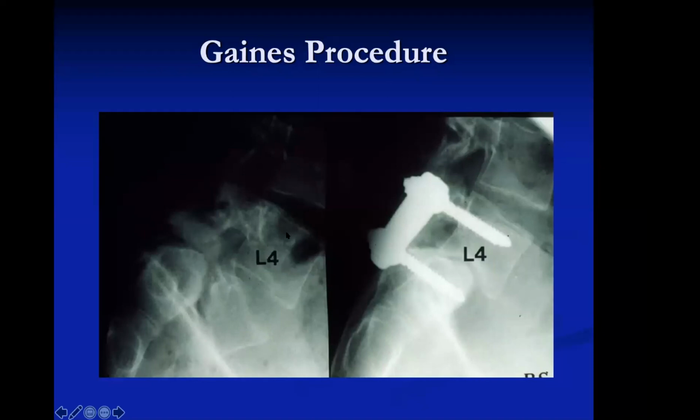Then you go posteriorly, you put screws in L4, you put screws in S1 and pull L4 on top of S1. What will happen is there will be two nerve roots in this foramen. One will be the nerve root of L4, the other will be the nerve root of L5 in this particular foramen. This is called the Gaines procedure. It involves vertebrectomy of the slipped vertebra, that is the L5 vertebra.